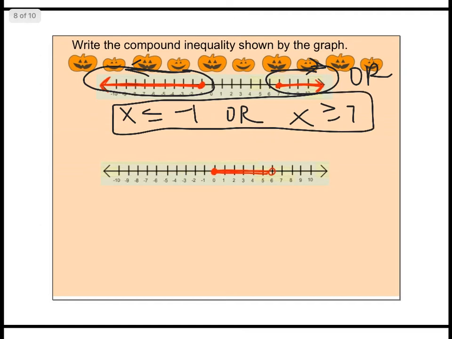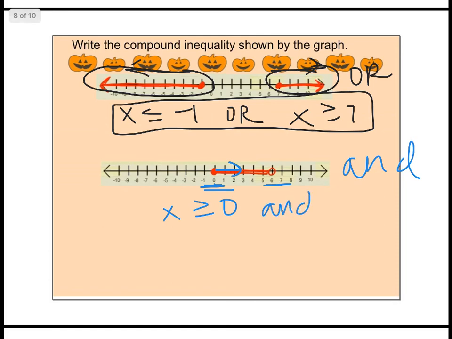Bottom one is an and. It's only one graph, so I have to look at where x falls between. I'm going to look at my endpoints here. I have one endpoint here and one here. So I can see x has to be greater than or equal to 0. It's pointing in that way.